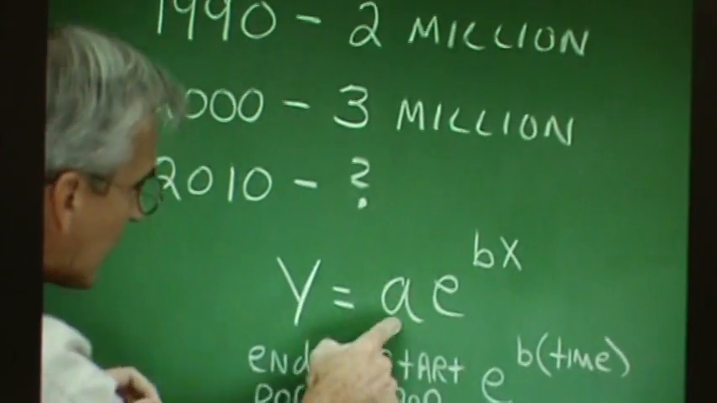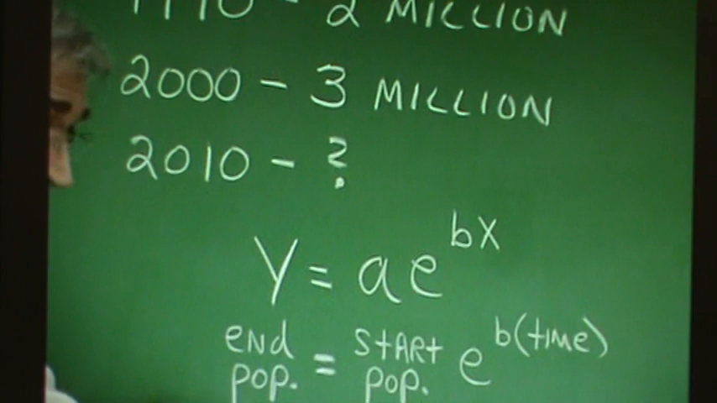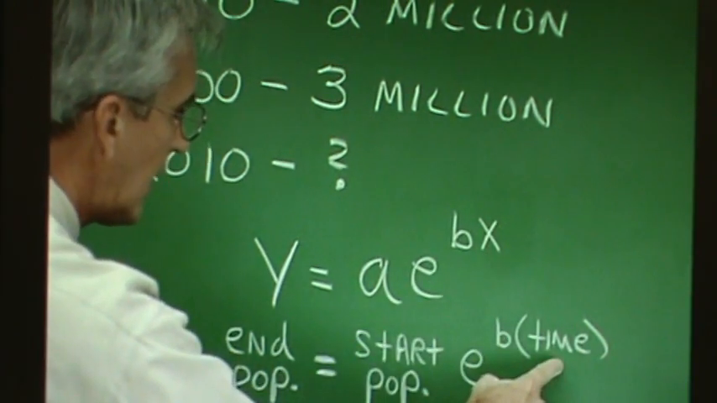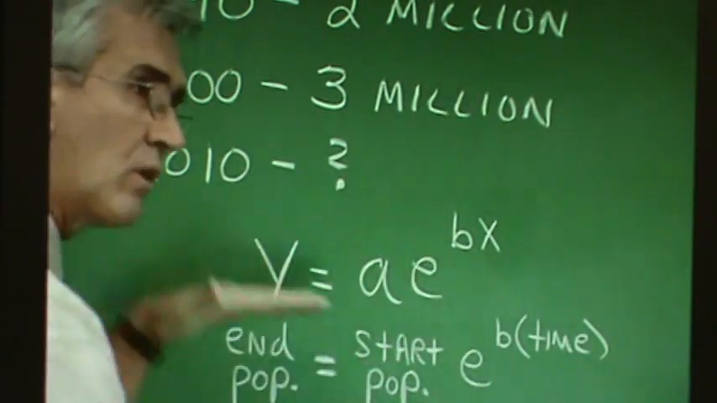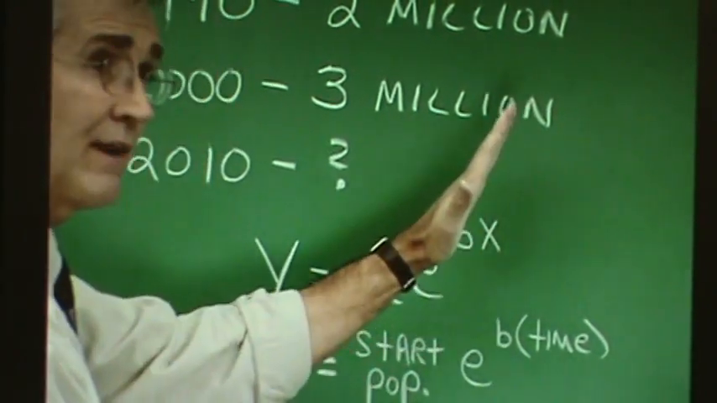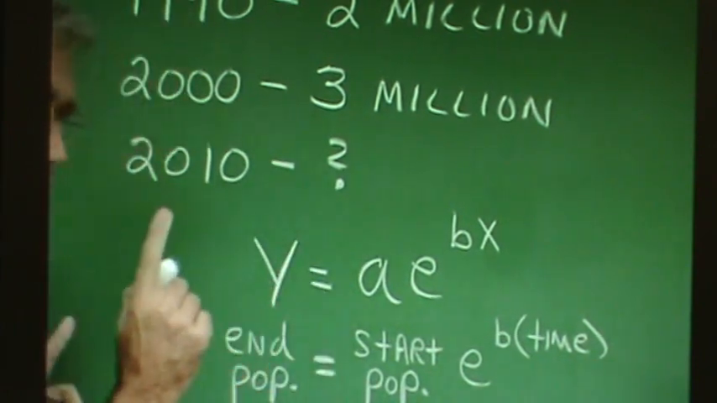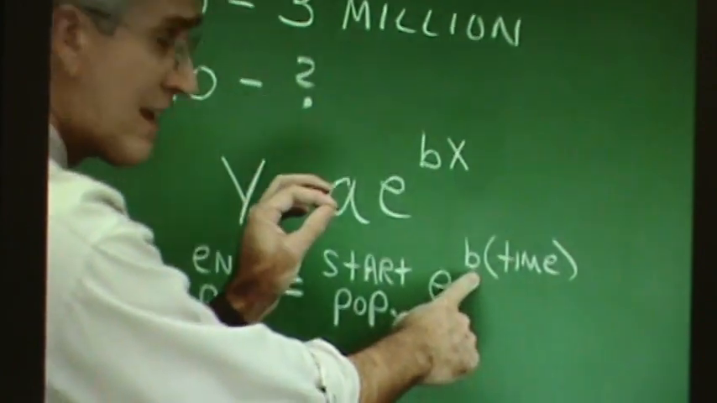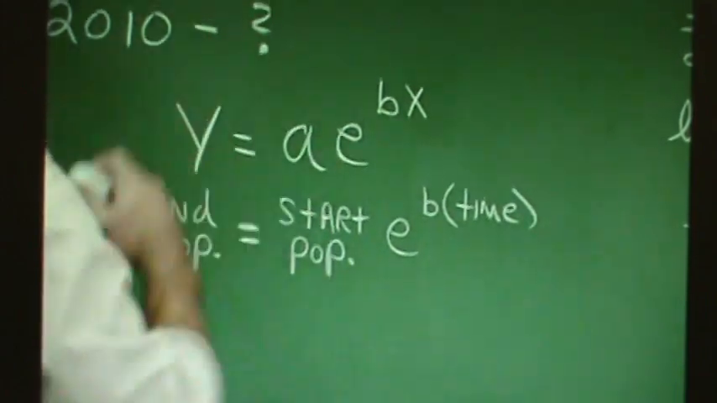Now, A is the starting population, Y is going to be the ending population, and X is going to be time. All right, and then B is going to be some constant that tells us about how fast we're growing. It's easy to see graphically the kind of shape of that graphical curve. And so we need to find the value of B early on in this situation. And we find that by performing some kind of experiment or by using the given information.